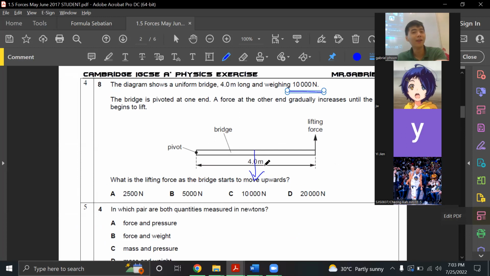What? How does that work? F1 d1 equals F2 d2, right? What the hell? This one is clear.